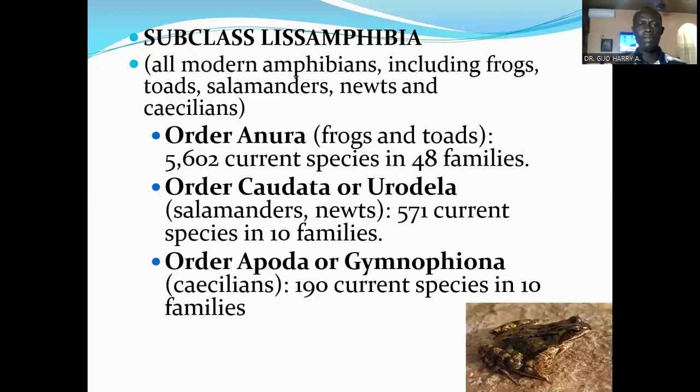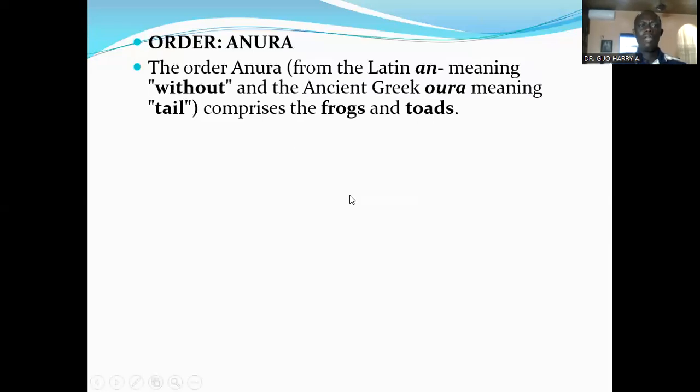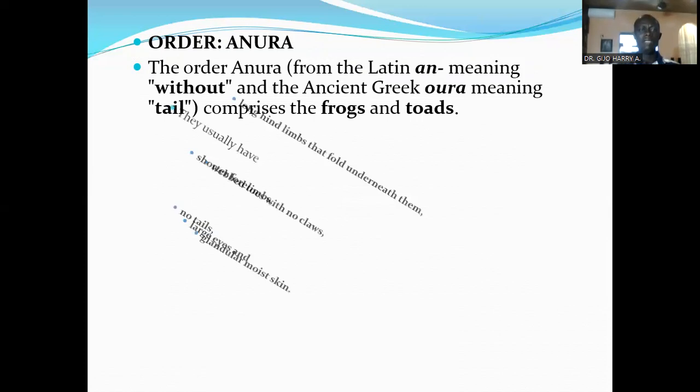Now, let us look in detail at each of these orders in the class Amphibia, subclass Lissamphibia. The order Anura. The word Anura is derived from the Latin word an, which means without, and the Greek word oura, which means tail. So, without tail. It comprises frogs and toads, and just as the name implies, they are amphibians that lack tails.